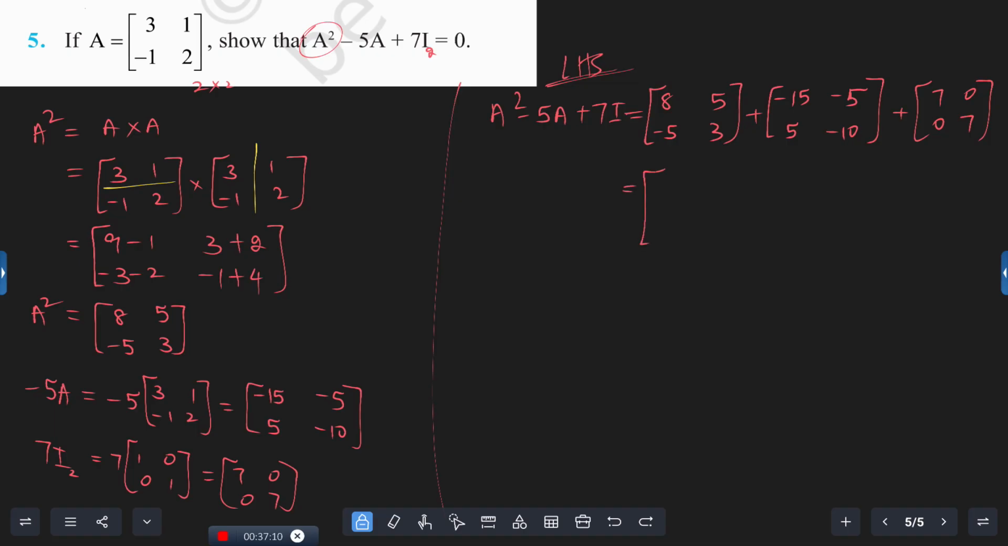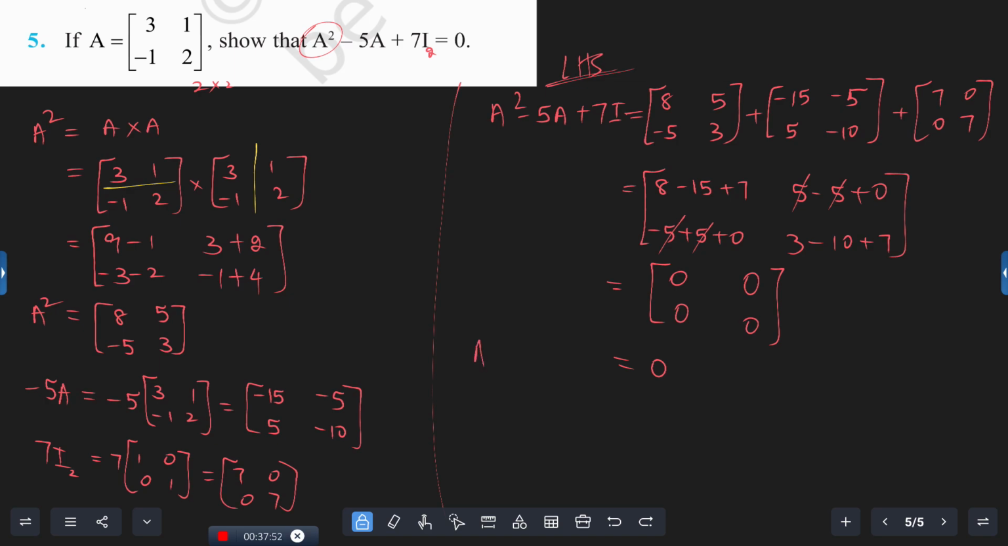Now, matrix addition. Corresponding elements we have to add. First element 8 minus 15 plus 7. Second element 5 minus 5 plus 0, and minus 5 plus 5 plus 0. Like that, same for the last number, 3 minus 10 plus 7. All the elements you add. So 8 plus 7, 15. 15 minus 15, 0. Here minus 15 plus 15 itself is 0. Here also plus 15 minus 15, 0. These together when you add, 10 minus 10 is 0. So 0, 0 everything. Now we can write zero matrix, 0 or O.